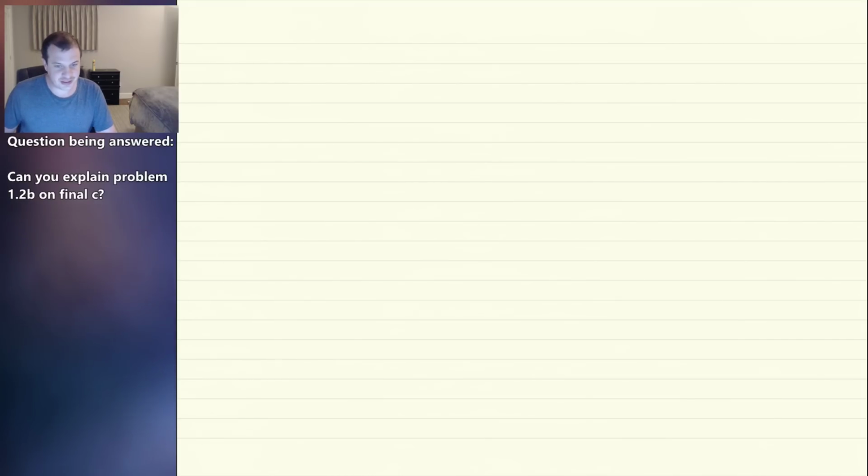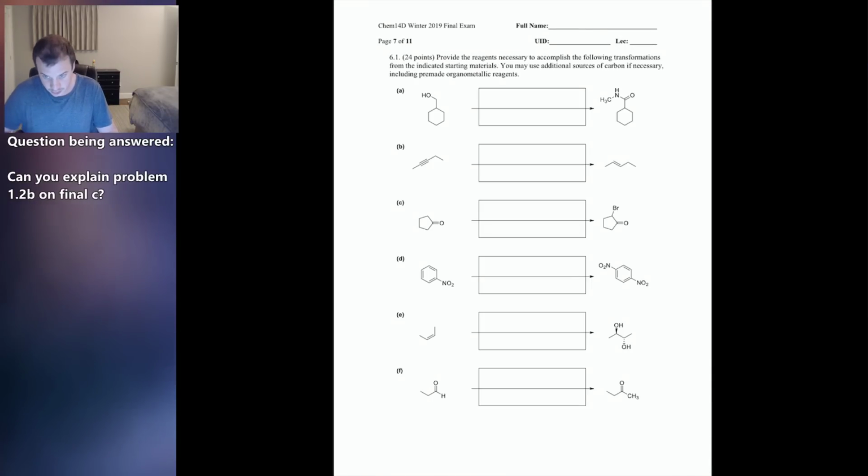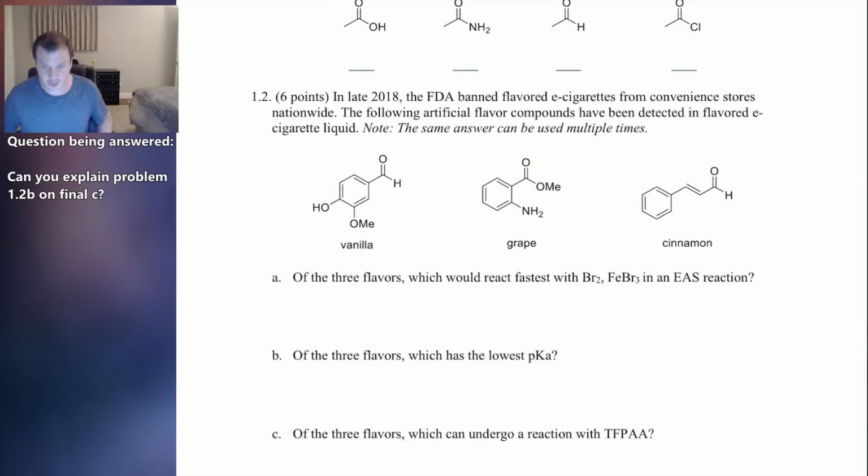Can you explain problem 1.2b on final C? Sure. 1.2b. All right, so this is the e-cigarette question. In late 2018, FDA banned flavored e-cigarettes from convenience stores nationwide. The following artificial flavor compounds have been detected in flavored e-cigarette liquid. Okay, so B. Of the three flavors, which has the lowest pKa?